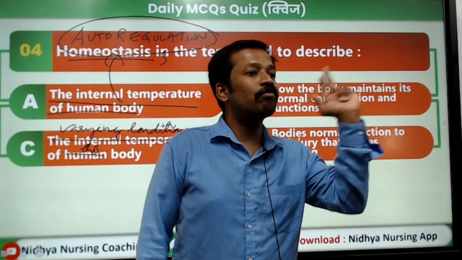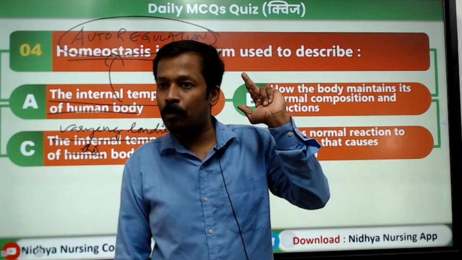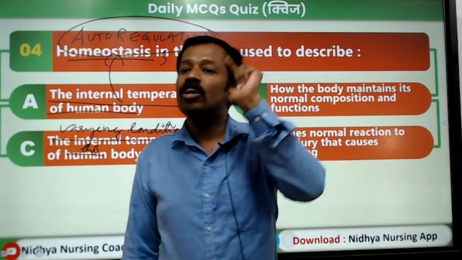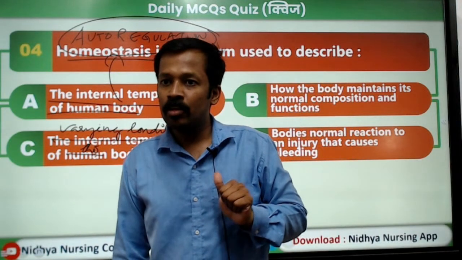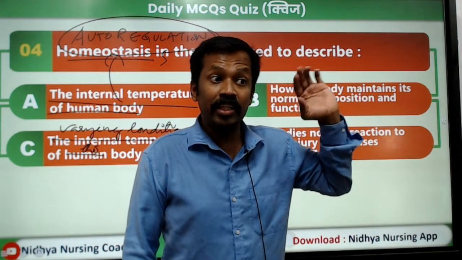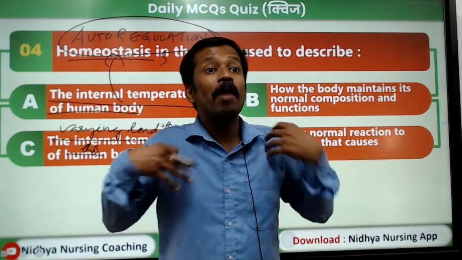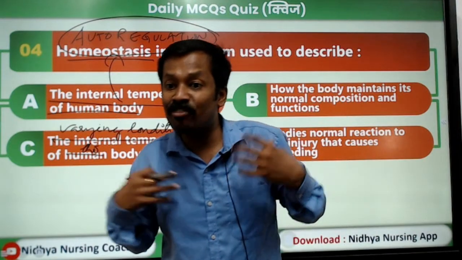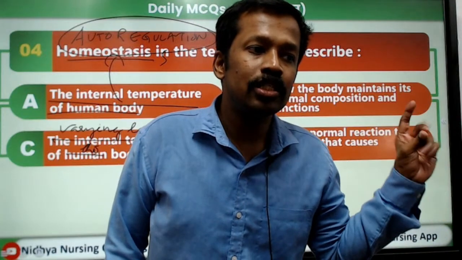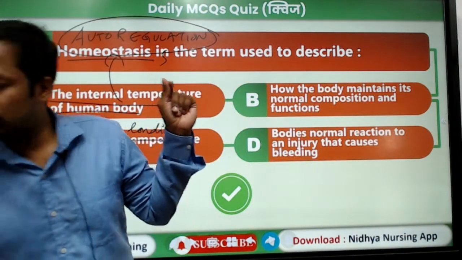Vitamin C and protein production, isn't it? And healing, then vital balancing, vital signs: temperature, pulse, respiration, BP, everything is auto-regulated by itself. That is the exact meaning of homeostasis. Got it?